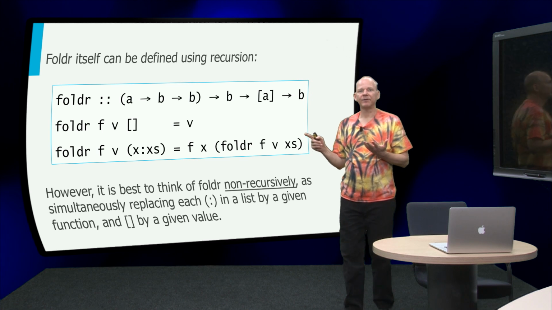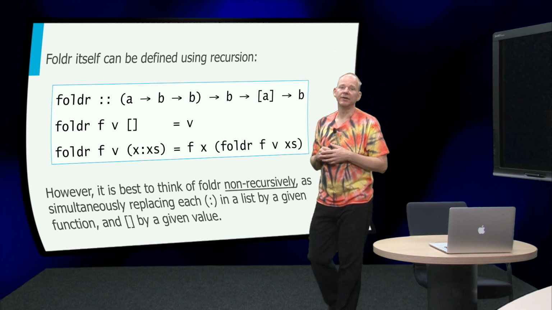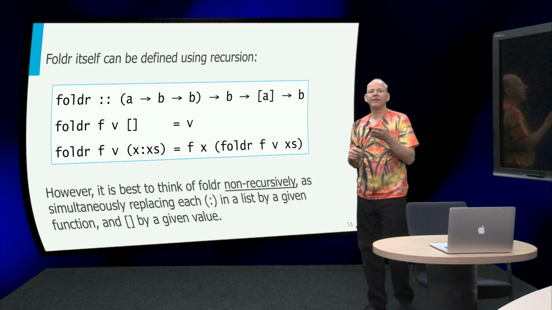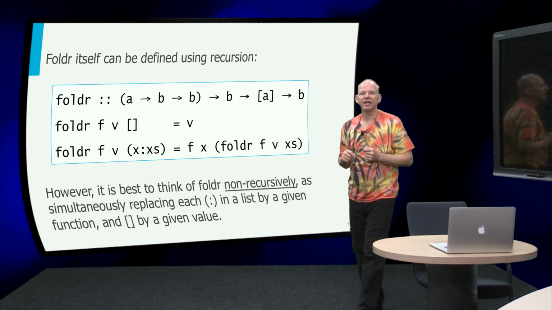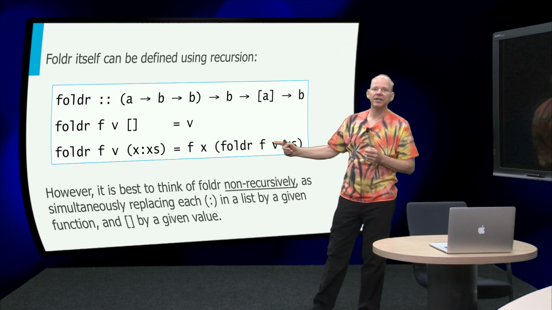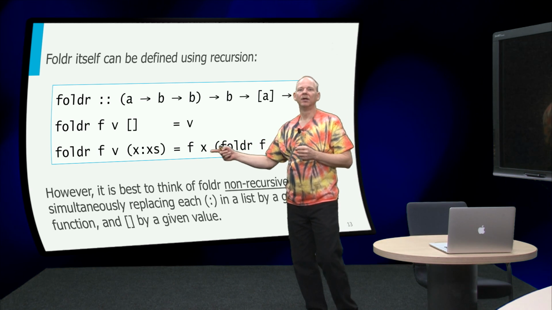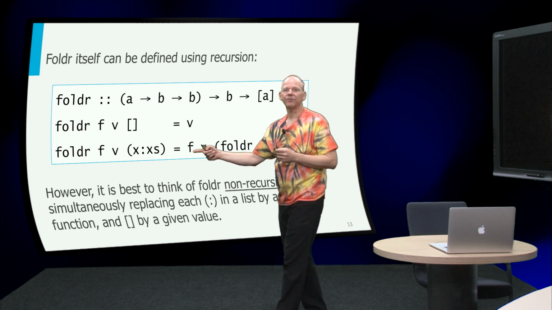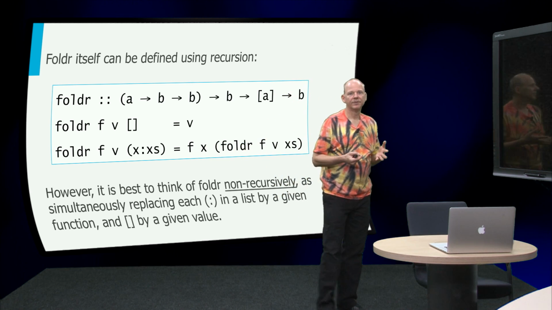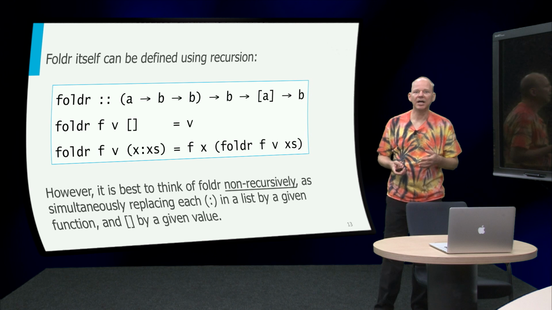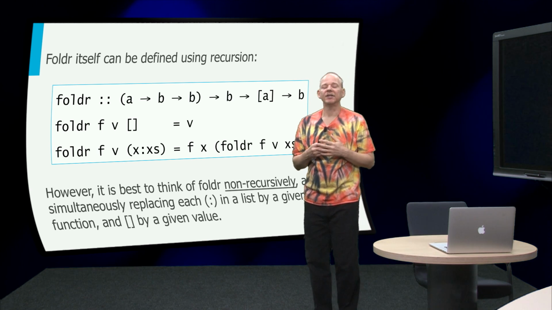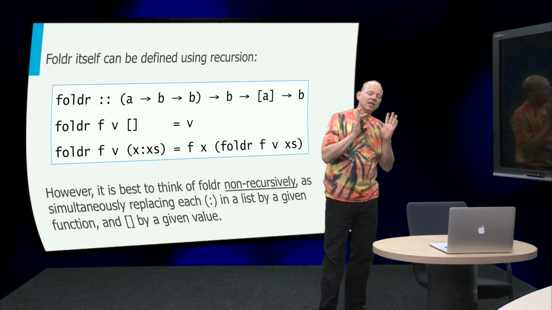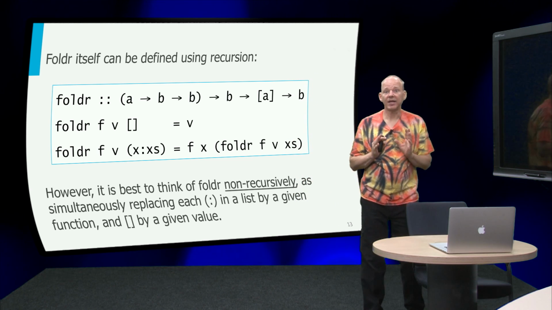foldr of f and v and the empty list is v, and foldr of f and v and x cons xs is the recursive invocation of foldr of f and v on xs, and then we call f on x. So instead of the funny plus, we use f. All right?